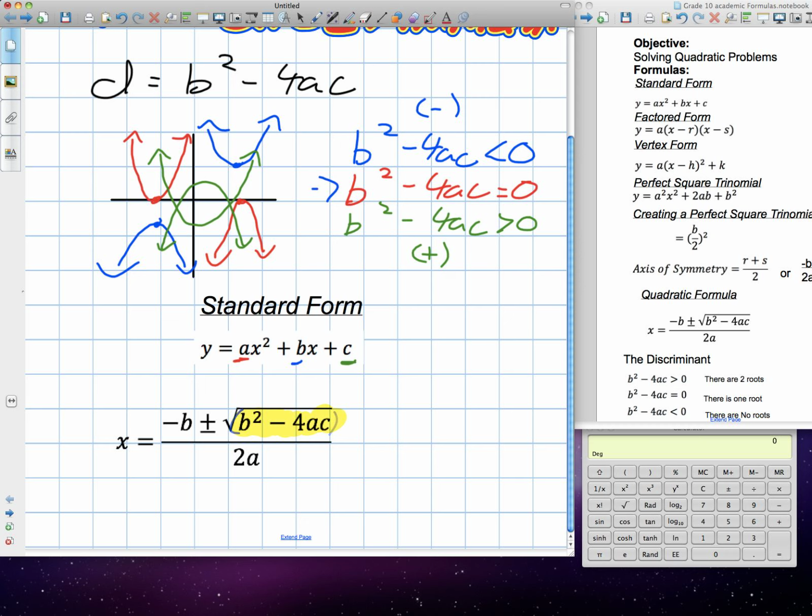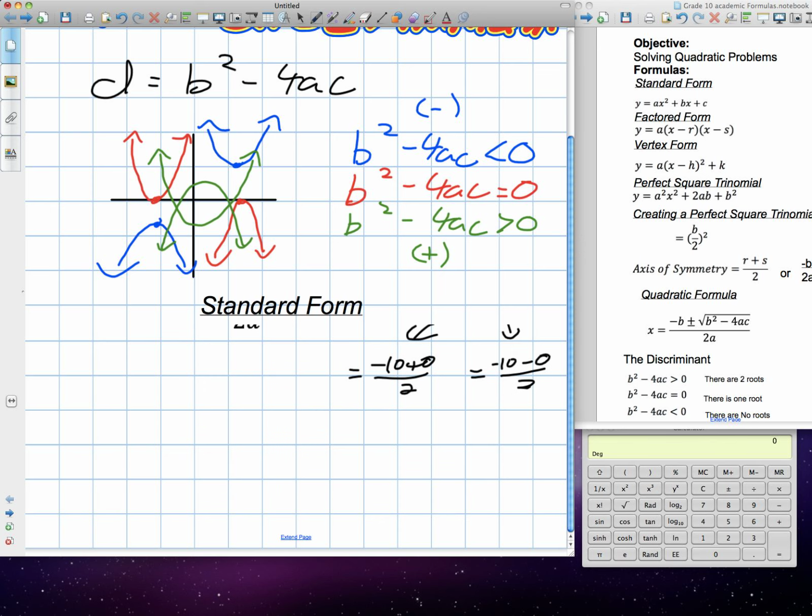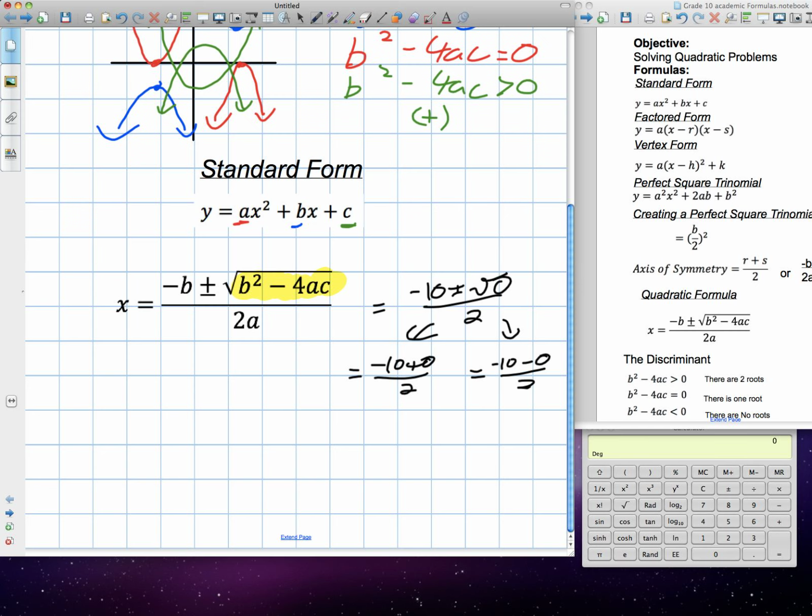Right? If we get 0, 0 replaces that, and here's a quick example. Let's say we had negative 10 plus or minus the root of 0 divided by 2. Okay? The square root of 0 is 0, so when we go to split this equation, I get negative 10 plus 0 divided by 2, or I get negative 10 minus 0 divided by 2.